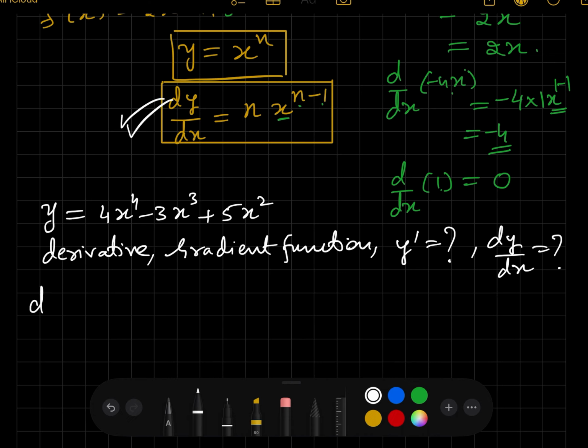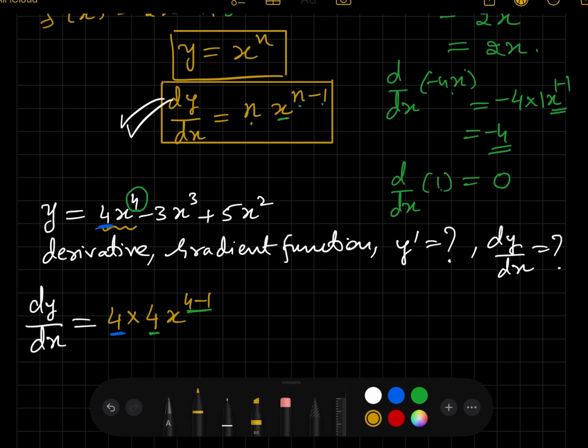So my dy by dx would be, for 4x raised to the power 4, this constant number 4 I will write as it is. Now for x raised to the power 4, the power 4 will come here because this is n x raised to n minus 1, so 4 x raised to 4 minus 1. Clear? This 4 was the constant, and this 4 is written here, and then 4 minus 1 is done. Hope it is clear.